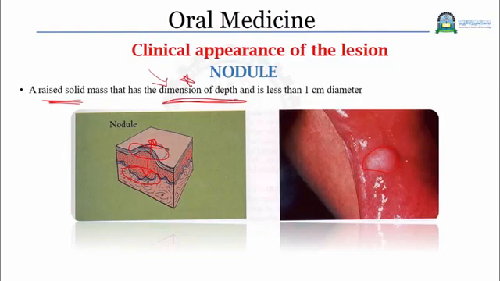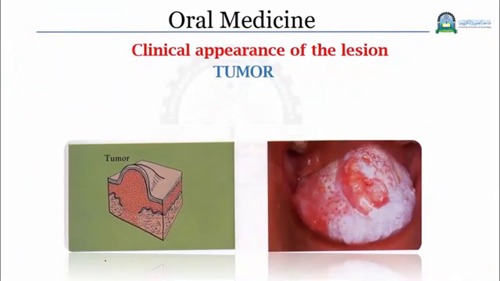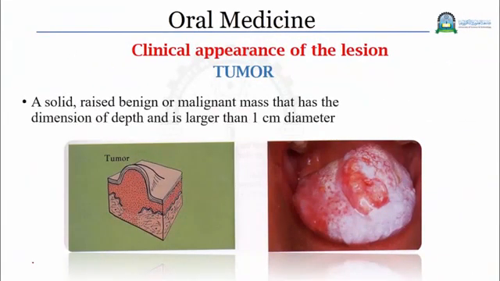When we describe this lesion as a nodule, we can't describe the nodule without palpating the lesion. So we need to do a digital examination of the lesion and assess if there is any dimension of depth. The nodule is mainly less than 1 centimeter in size, but the tumor, solid, raised, benign or malignant, also has a dimension of depth, but it is larger than 1 centimeter in diameter.